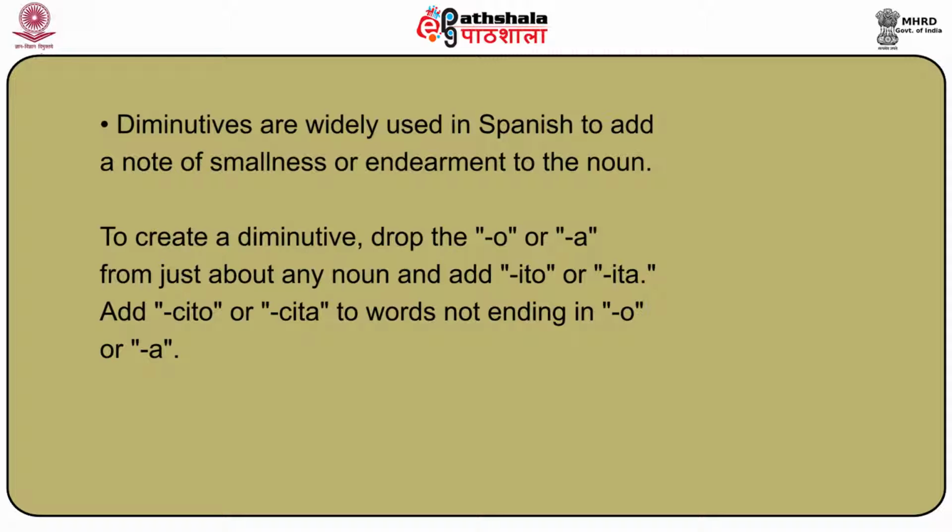Diminutives are used much more frequently in Spanish than in English. Different regions have their own unique ways of creating diminutives, but the most common one is a form of ito. To create a diminutive, just drop the o or the a from just about any noun and add ito or ita, depending upon whether it is masculine or feminine. Add cito or cita to words not ending in o or a.